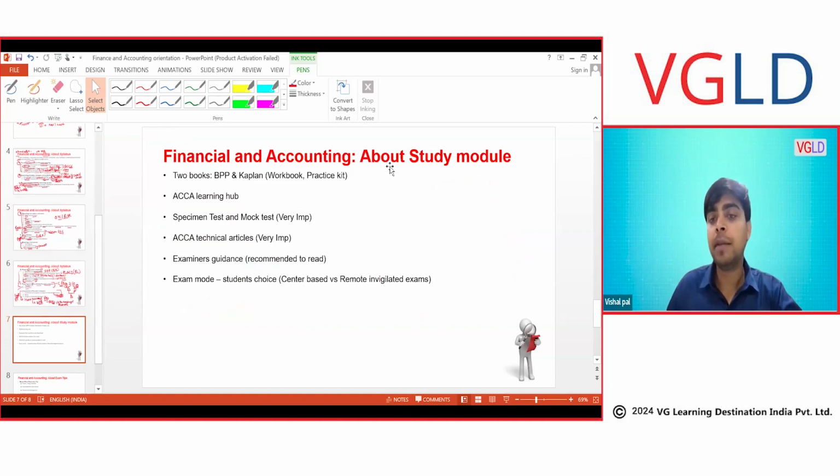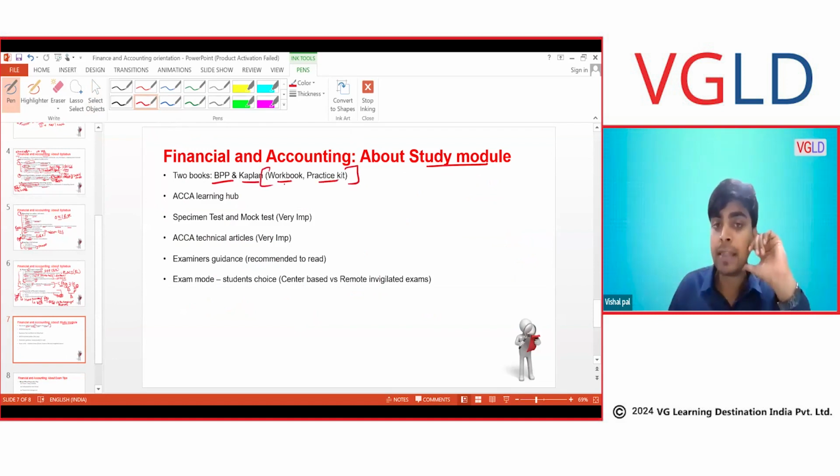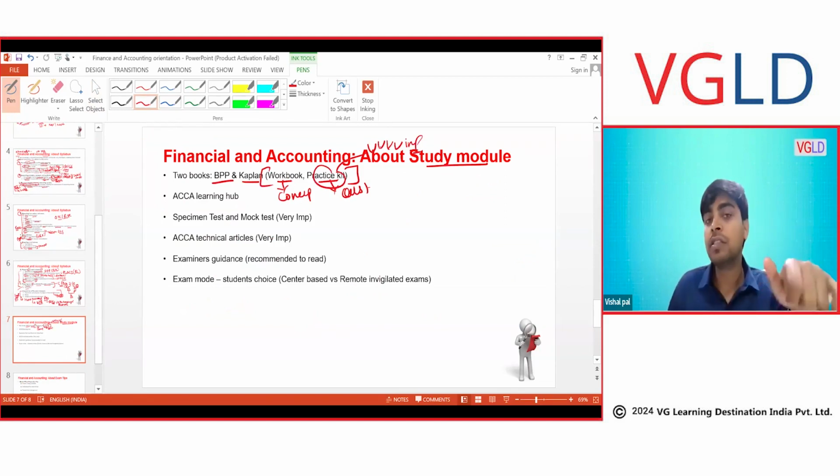What would be the study material for you guys? For your syllabus, you can go with either the BPP book or the Kaplan book. Whichever book you buy, get one workbook and one practice kit. The workbook covers your concepts, and the practice kit covers your questions. The practice kit is very, very important. Once you are through with your concepts, you need to use the practice kit, and this is not just for this subject, it is for everyone.